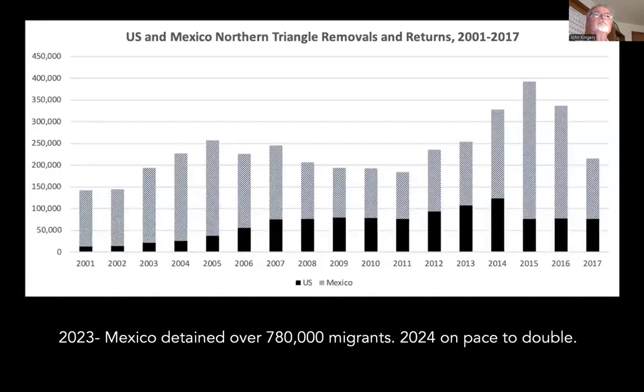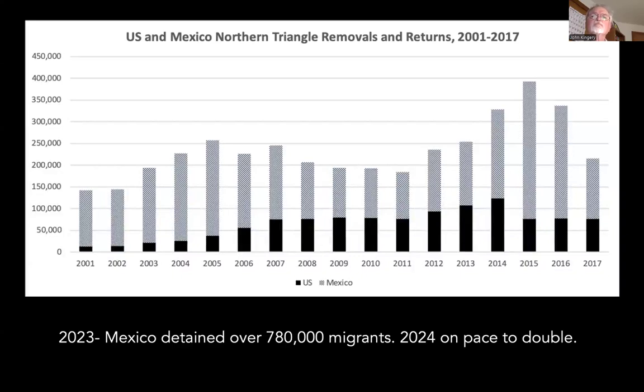I just want to, do I have a minute or 30 seconds? Okay, so just to end, I talked about remote control in the late 19th century, early 20th century. This is continuing to happen. What this chart shows, the dark bar is US deportations of people from El Salvador, Guatemala, and Honduras in Central America. And the shaded gray bars is Mexico's returns.